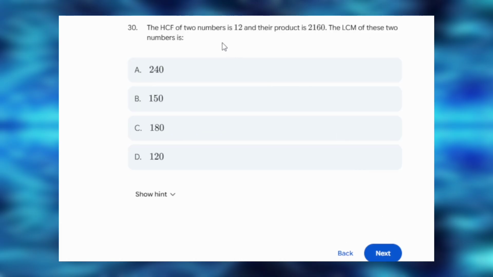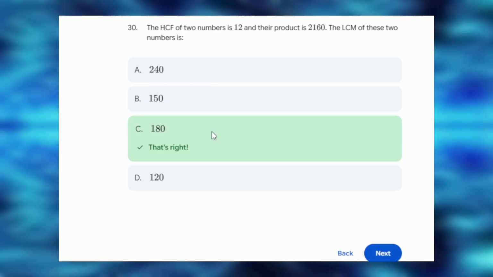The HCF of two numbers is 12 and their product is 2160. The LCM of these two numbers? Here the formula is LCM into HCF is equal to the product of the numbers. Then 12 into LCM equal to 2160. We get LCM 180. 180 is the correct answer.